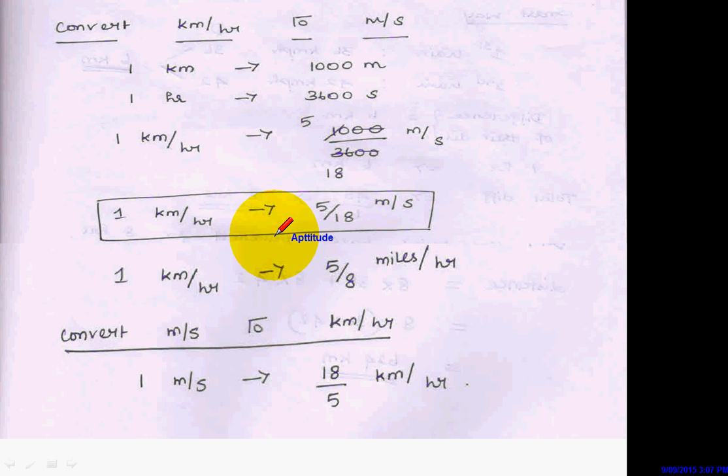So if you want to convert kilometer per hour to meter per second, we need to multiply the value by 5 by 18. And the vice versa, the reverse case. Say if you want to convert from meter per second to kilometer per hour, bring this 5 by 18 to the left hand side, it becomes 18 by 5. That is for the reverse case. Similarly, 1 kilometer per hour is equal to 5 by 8 miles per hour. This thing also we need to remember. So these are the main conversions. So one is 5 by 18, and then the reverse case we have to use 18 by 5.